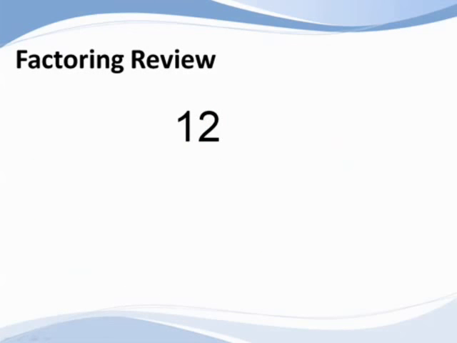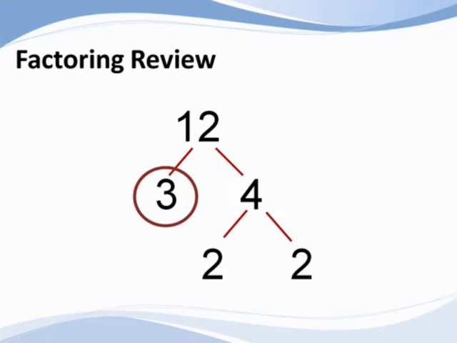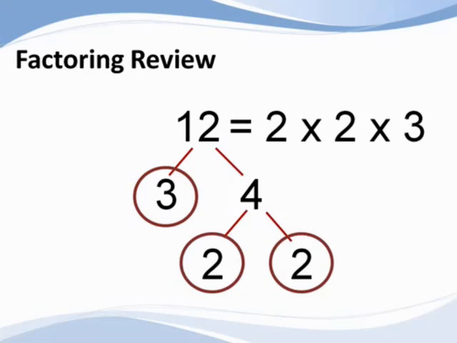Let's quickly review the concept of factoring any number to the product of its primes using a factor tree. Suppose you were asked to factor 12. 12 is equal to 3 times 4. Since 3 is prime, we circle it. 4 can be factored into 2 times 2. Again, both 2's are circled since they are prime. So 12 is equal to 2 times 2 times 3. If you need further review, please go back to the lesson on prime factorization.